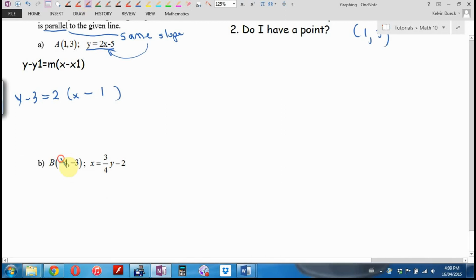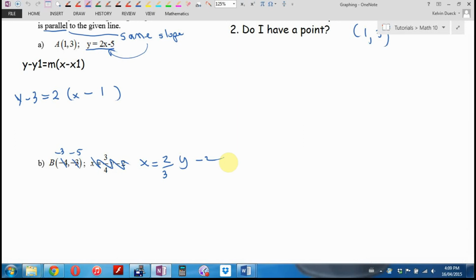I'm going to go through -3, -5, and I'm going to make this x equals 2/3 y minus 2. I still ask myself two questions. Do I have a slope? And do I have a point? Yes, I got a point, -3, -5. That's going to be the easy part. Do I have a slope? No. If I had the y by itself, I'd have a slope.